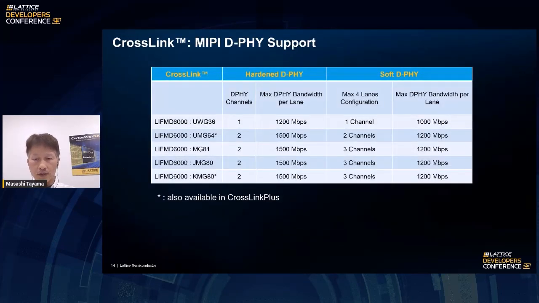This table shows the package lineup of CrossLink with D-PHY capabilities. Except for the 36-ball package, they are capable of 1.5 Gbps with hardened D-PHY and 1.2 Gbps with soft D-PHY. Up to 2 hardened D-PHY IPs are available. Here, I show the maximum number of channels with soft D-PHY in case of 4-lane configuration, but more channels can be available if we use 1-lane or 2-lane configuration.